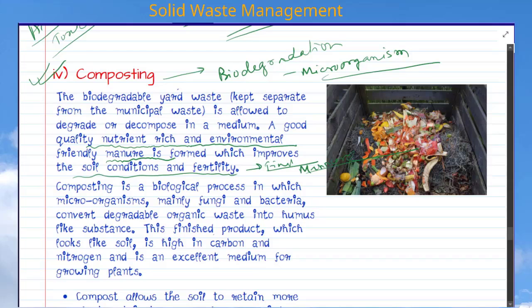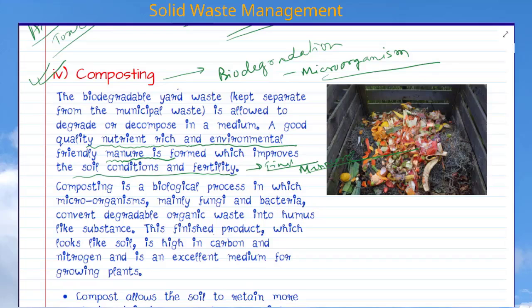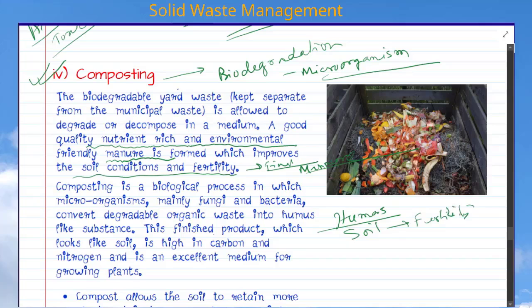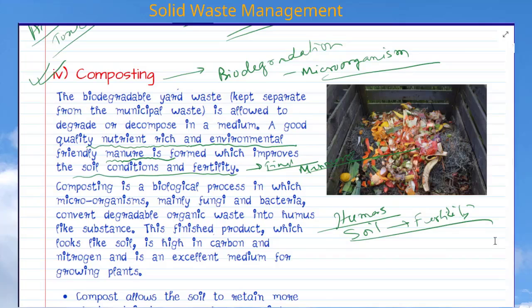So composting is a biological process in which microorganisms, mainly fungi and bacteria, convert degradable organic waste into a humus-like substance. So it is almost like very good fertile soil. This humus-like material is very good for the soil, and the soil fertility increases because of this degraded material.